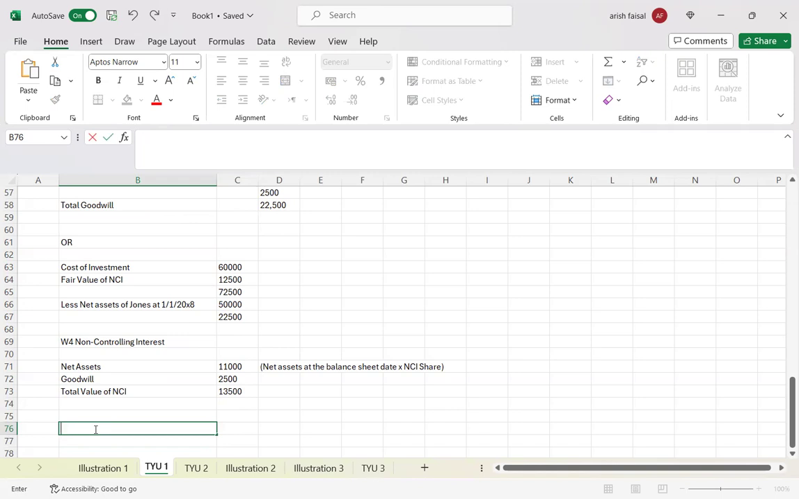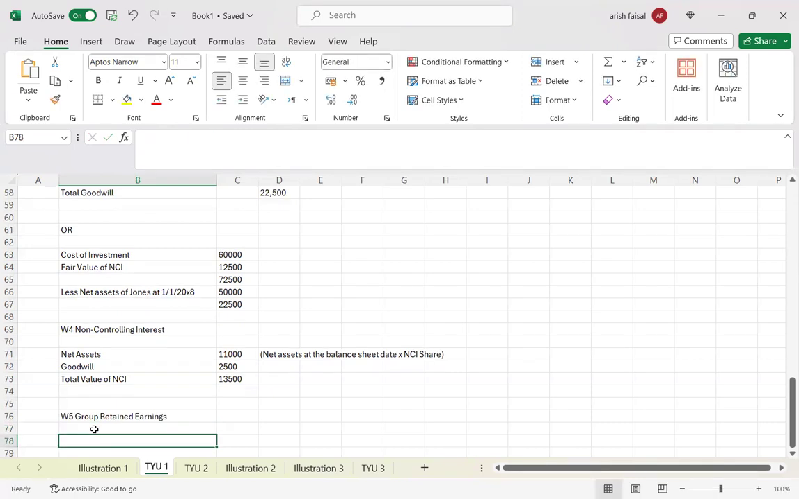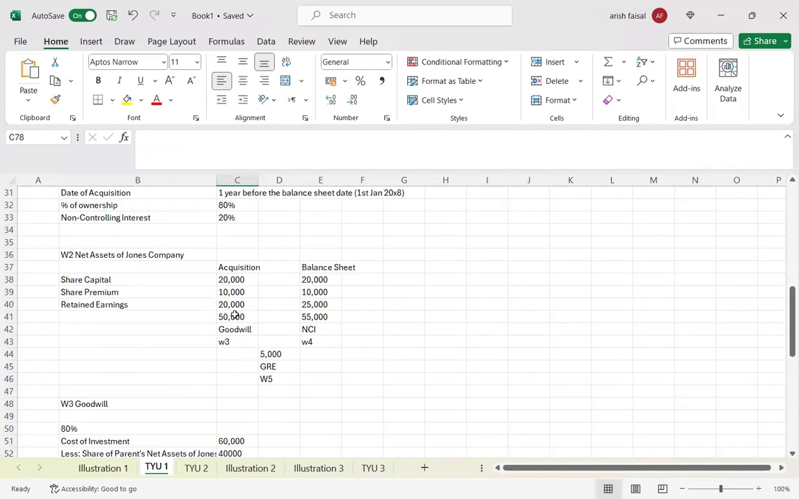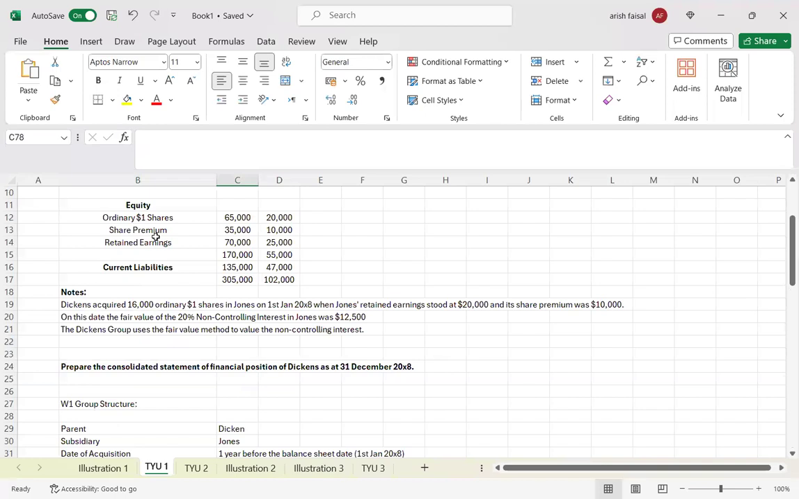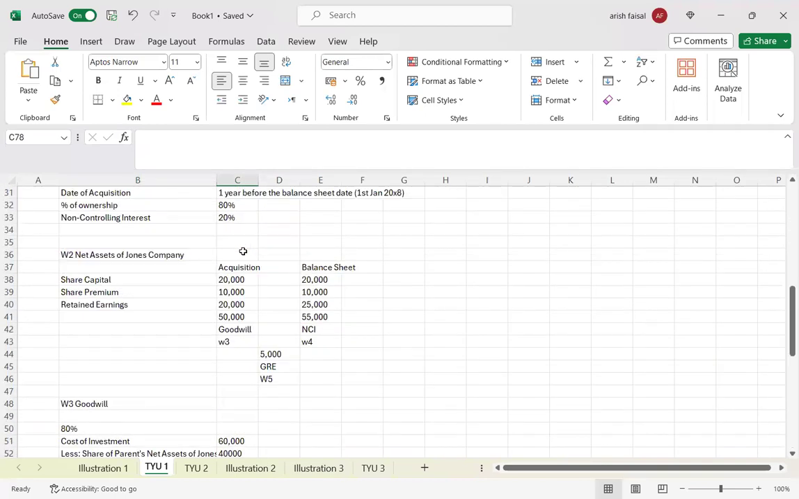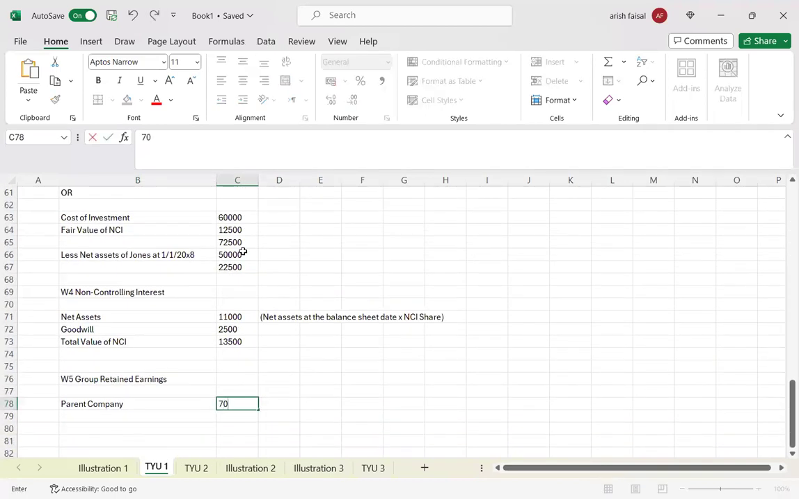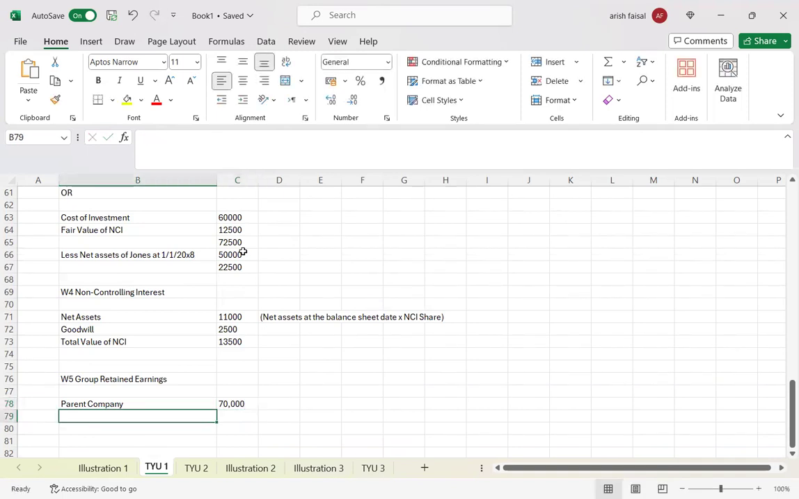you have to move further towards the last working, which will be your group retained earnings. Okay. So for that, the first thing you have to do is talk about yourself, which is the parent company, right? So the parent company retained earnings are given to you in their balance sheet, which is here, 70K. 70,000.